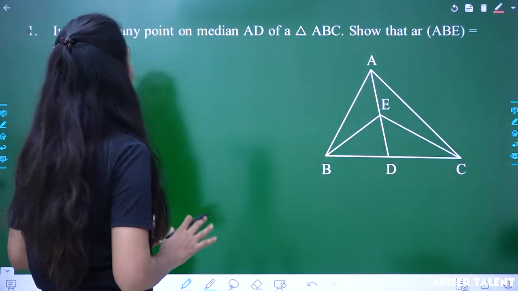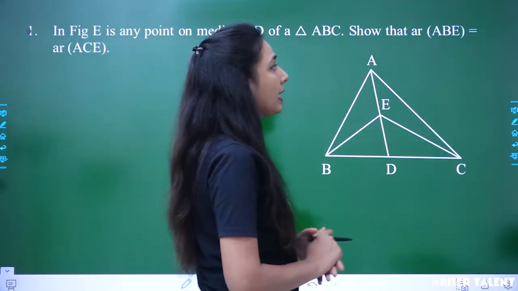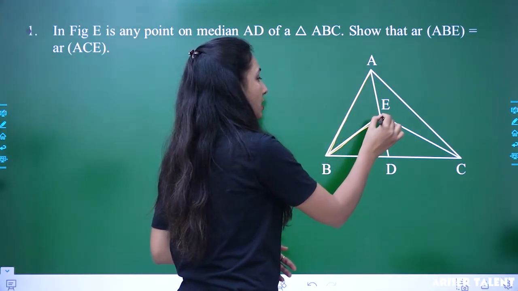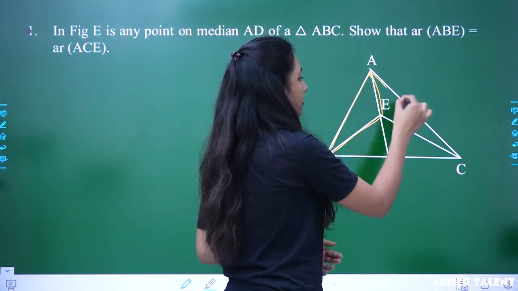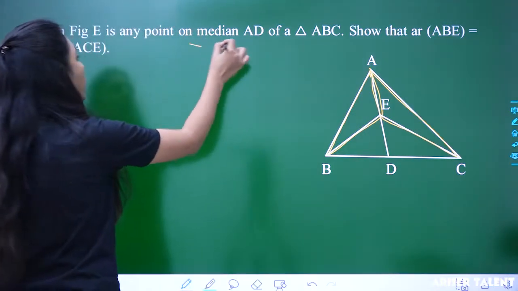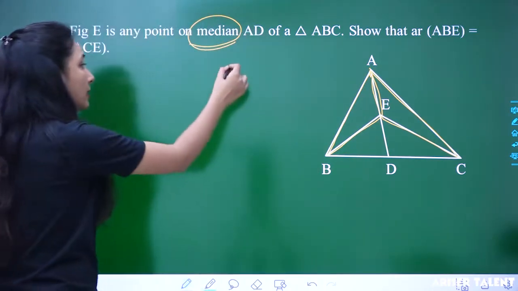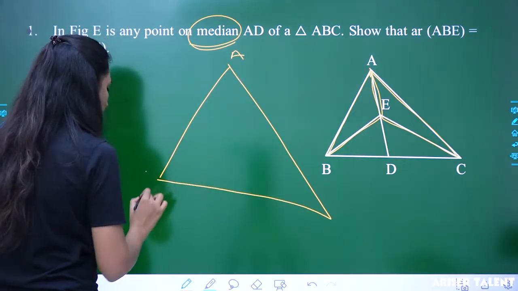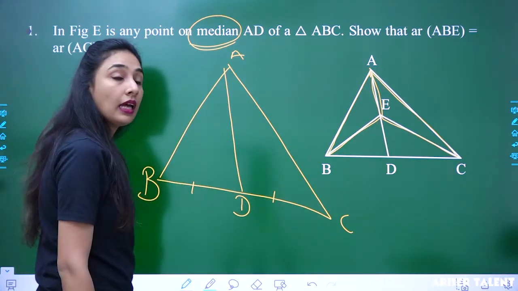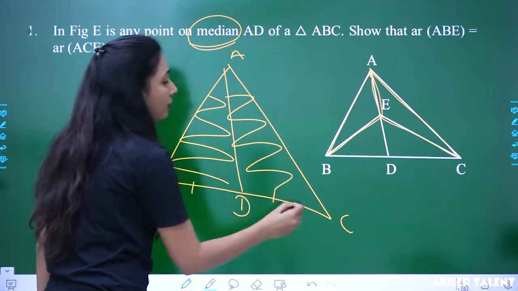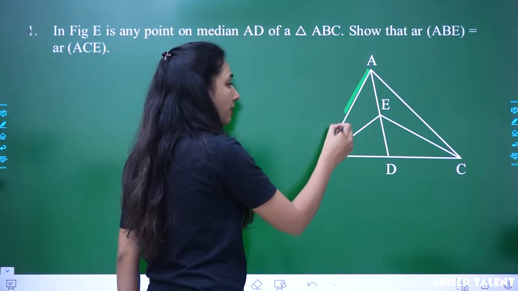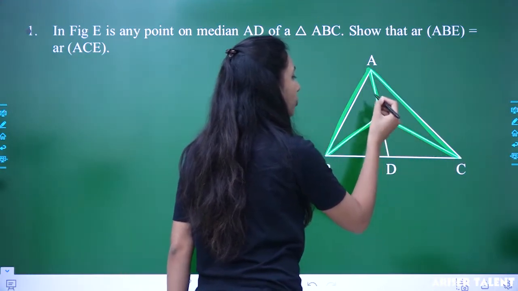Now, in this figure, E is any point on median AD of triangle ABC. Show that the area of ABE is equal to area of ACE. These two triangles we are concerned about. Now, it depends on the word median here. If this triangle is ABC and I have a median, let's suppose it's D, that means these two portions are the same. In that case, the area of this triangle and this triangle will be equal to each other. So understood this concept? Again, we have this triangle and this triangle, and we need to prove them.